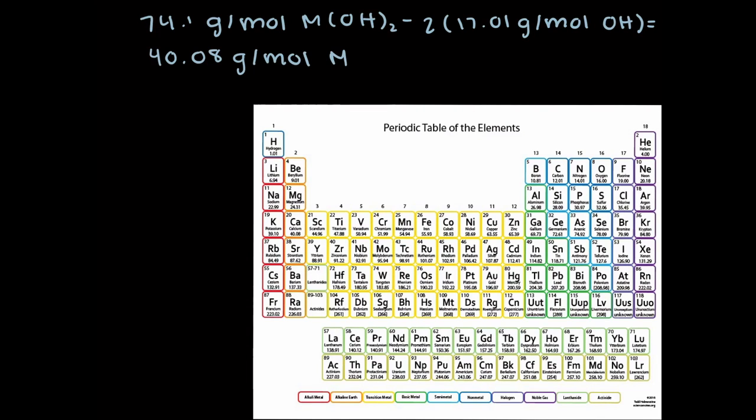Now looking at the periodic table, we can see that our calculated molar mass of 40.08 grams per mole exactly matches the molar mass of calcium. So we see that our unknown cation is indeed calcium. Therefore, our salt is calcium hydroxide.